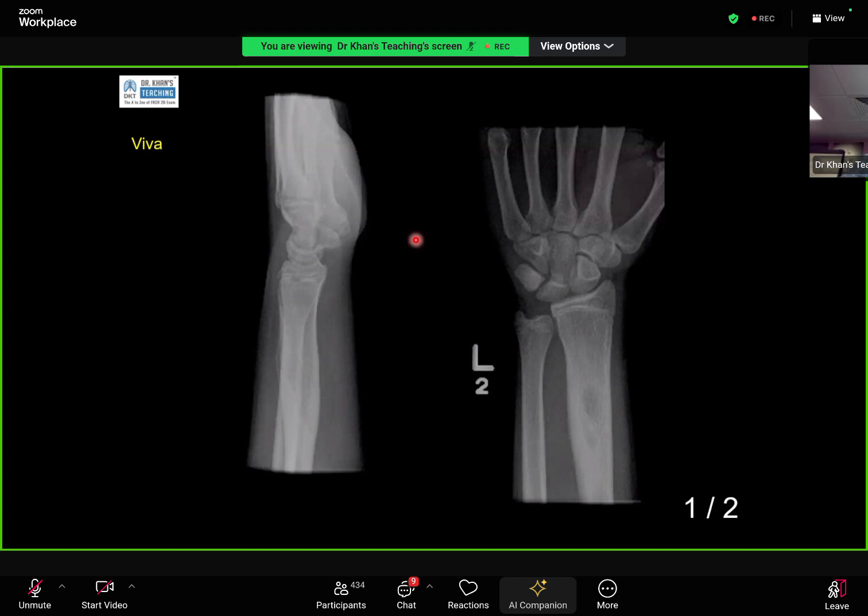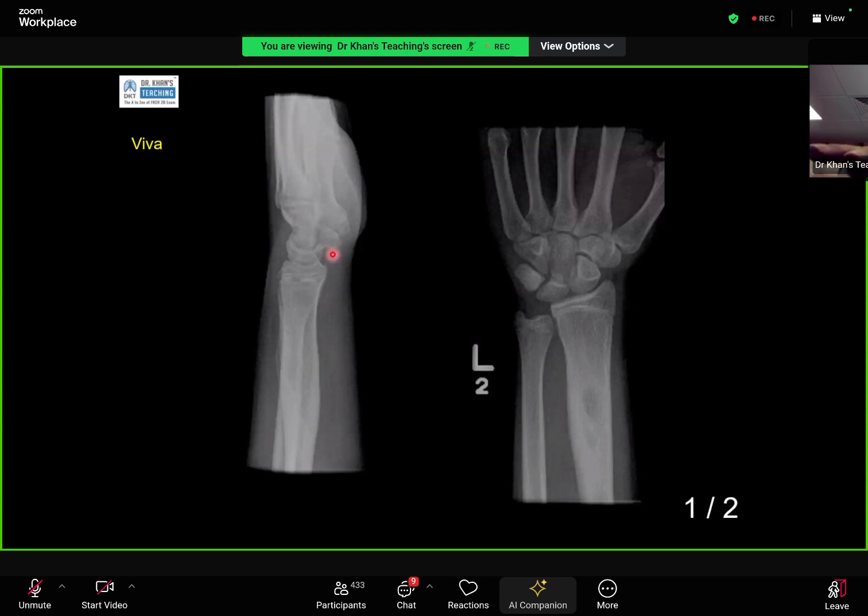So appearances are those of an aggressive lesion. My differential diagnosis would include infection, maybe Langerhans cell histiocytosis, or even Ewing's sarcoma, considering the patient's young age. Why did you say aggressive? Well, it has a wide zone of transition. Right. Excellent. Okay.